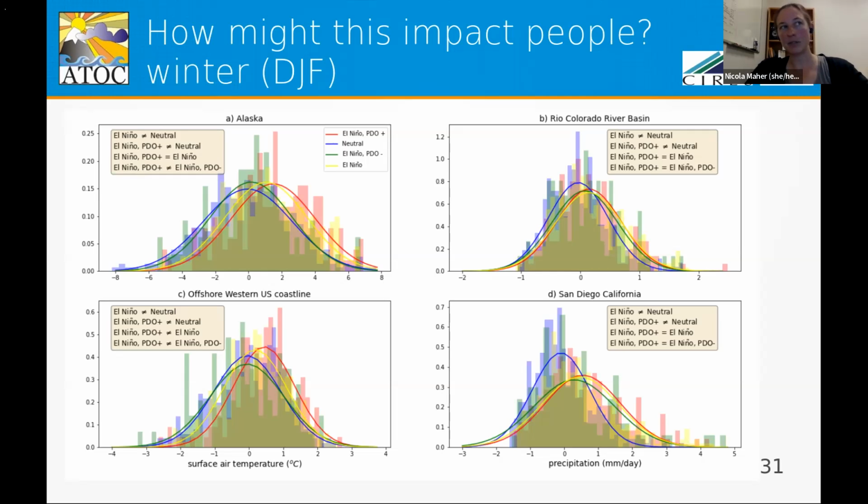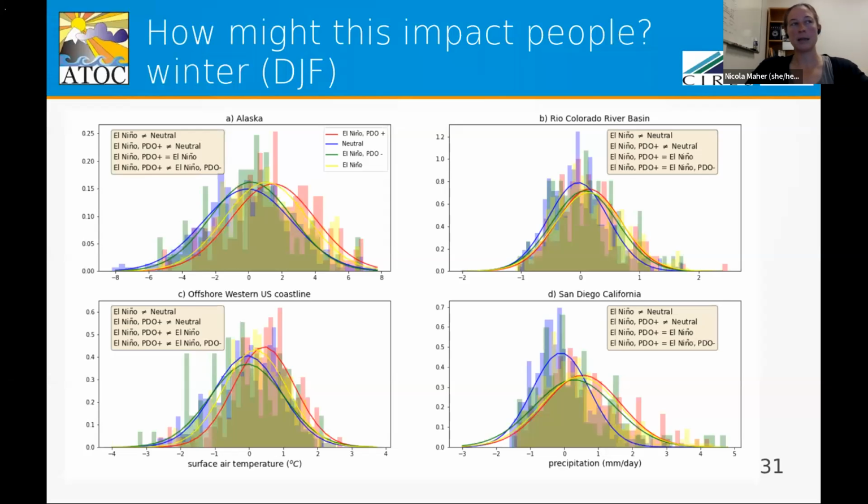You can see how that distribution is shifted due to ENSO and the PDO. So if we look at El Ninos in yellow, you can see that that distribution is shifted to the right. And we have a higher likelihood of having warmer temperatures over Alaska when there's an El Nino. You can see that that yellow distribution is shifted again further to the right in the red when the PDO is positive, and shifted back towards the left when the PDO is negative, showing that enhancement and diminishment of El Nino by the PDO that I was talking about before.